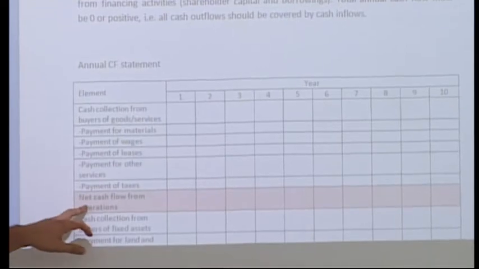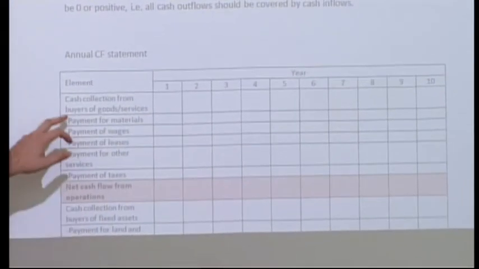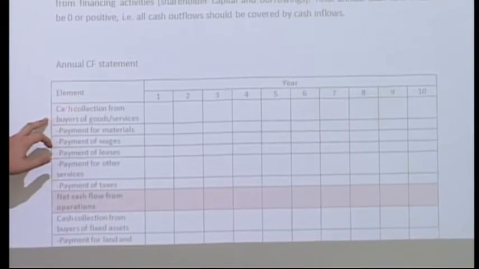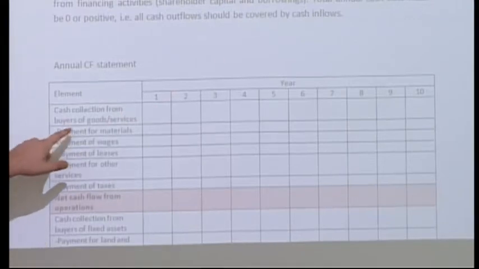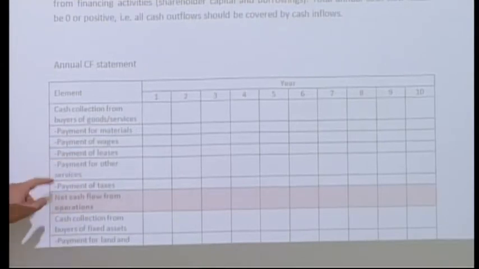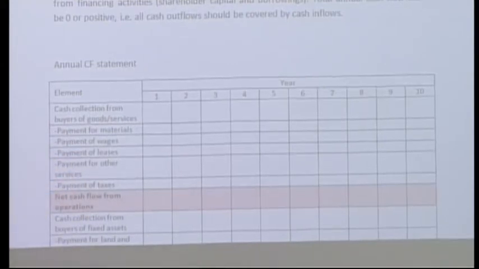About cash flow from operations. What are our inflows? Inflows are cash collection from buyers of goods and services. What are our outflows? Payment for materials, payment of wages, payment of leases. One question: is amortization part of our cash flow statement? Yes or no? No. Why? Because it's not cash. No tengo dinero. No cash. Okay.